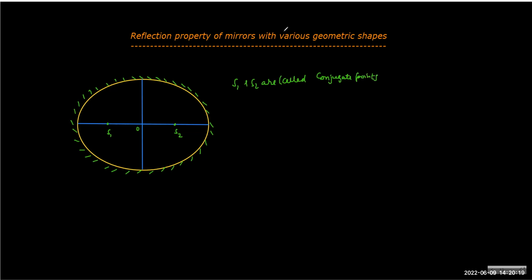In optics, we have something called conjugate points, and conjugate points mean if you keep the object at one place, the image will form at the other place. It means object and image places are interchangeable, so that's why they are called conjugate points. So any object, if you keep it here, the light after reflection, no matter how you keep it, every light will pass through.